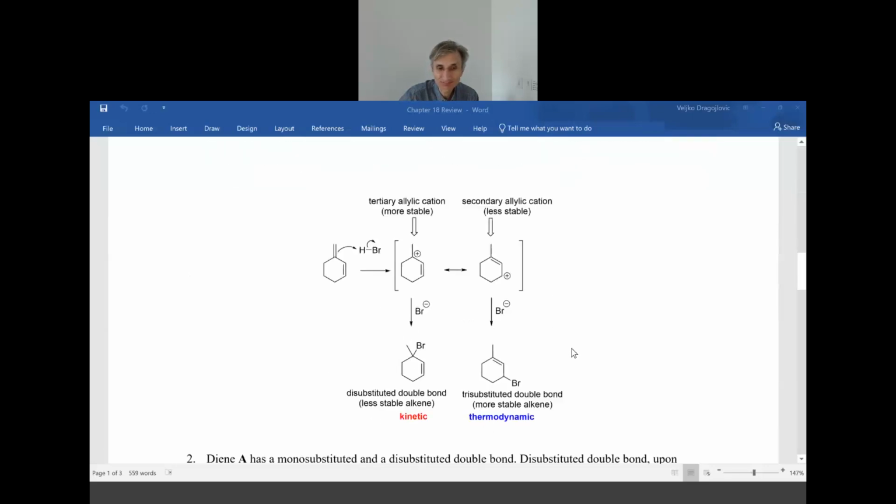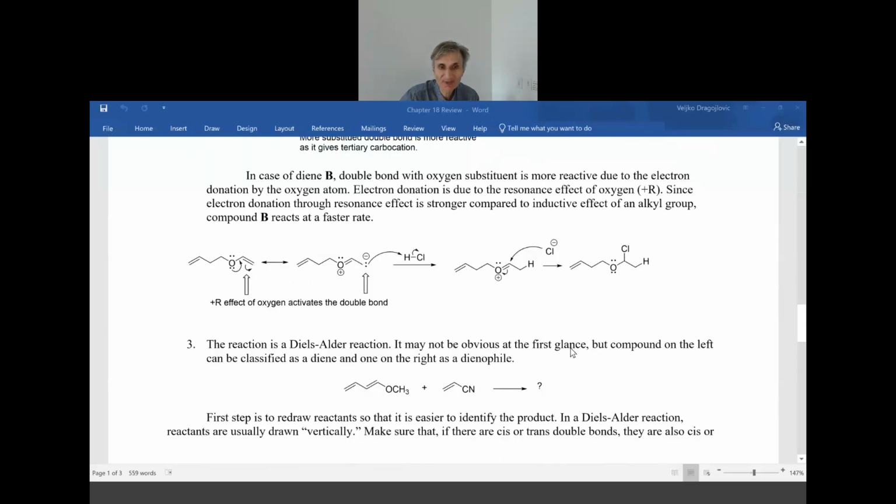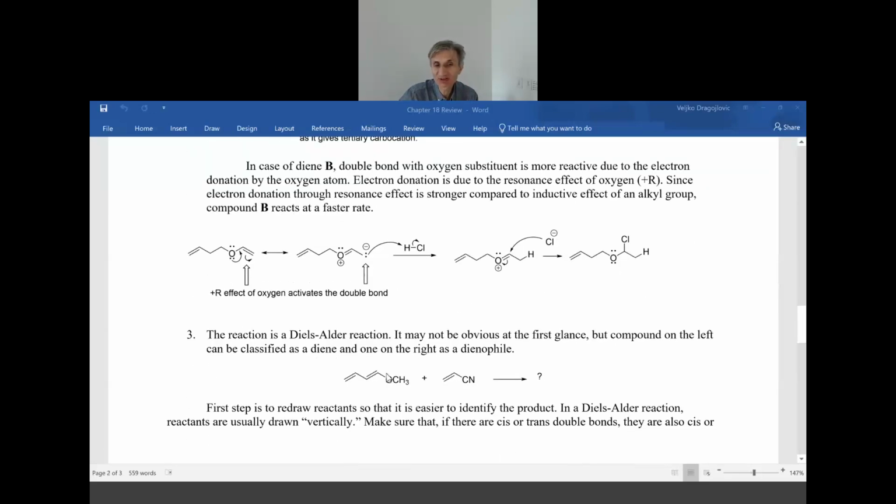Okay, so in this case, it's important to recognize that the compound on the left is a diene, and the one on the right is a double bond with an electron withdrawing group, a dienophile. And so diene and dienophile react in a Diels-Alder reaction. So that's a Diels-Alder reaction.